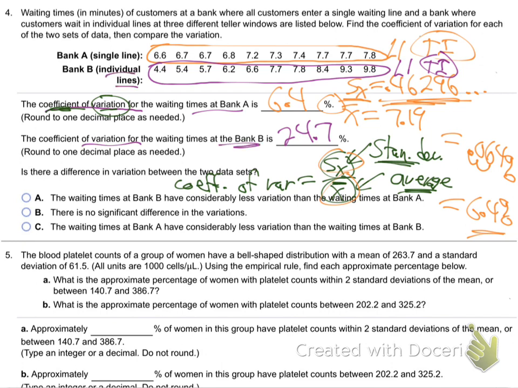That makes sense, right? Because some tellers are faster, some are slower. You get more variation, whereas if you have one big single line, you get less variation, which makes the customers feel more fairly treated. It seems like the single line plan is better. Is there a difference in these? Yes, the waiting times at Bank A have considerably less variation than B.